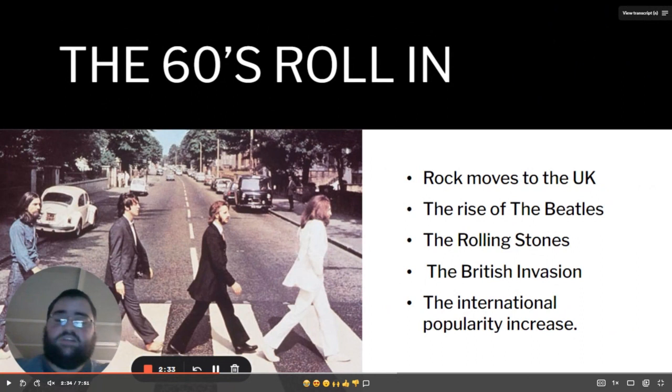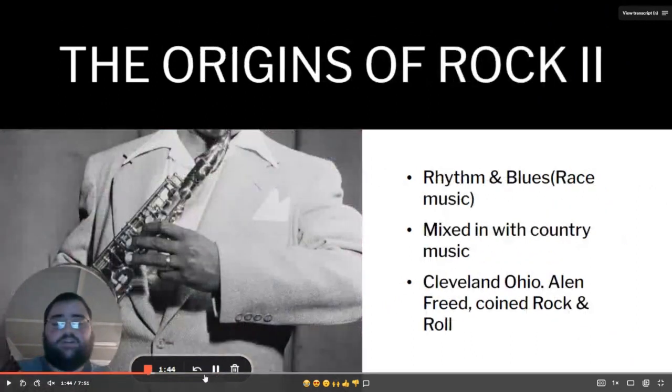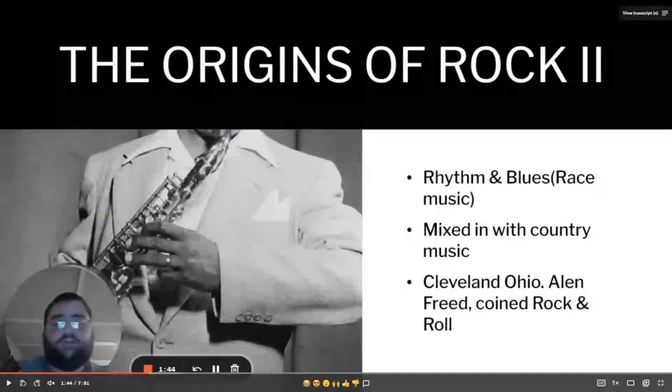UK, in the early to mid 1960s. And it really is not only the Beatles, the Rolling Stones, the British Invasion, a lot of groups, the Hollies, the Dave Clark 5, international popularity soars because of the Beatles. Then we move back to the origins of rock with rhythm and blues.